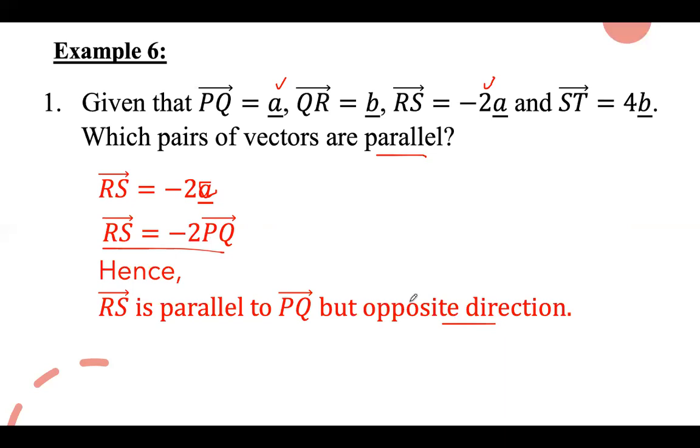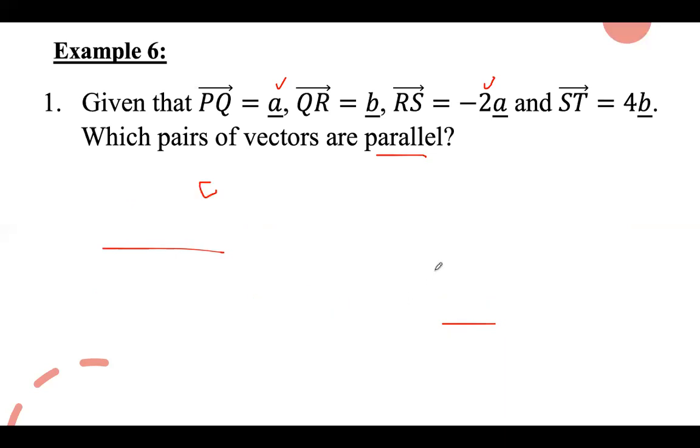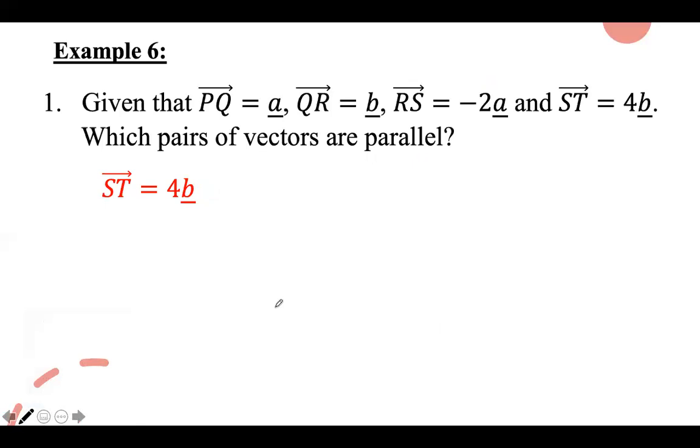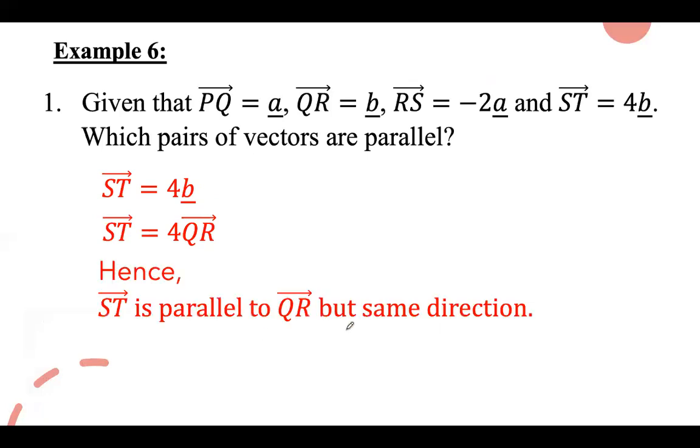Now the other two vectors that are parallel will be ST and QR. Let me write this first. ST equals 4B. B equals QR. So we can substitute: ST equals 4QR. Therefore, ST is parallel to QR and in the same direction.